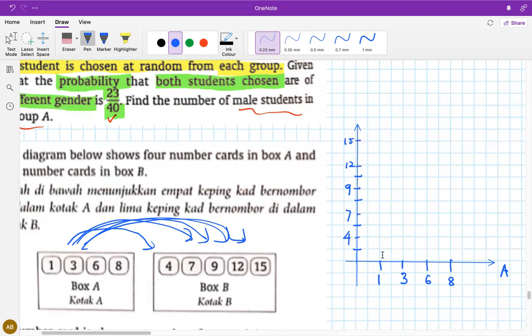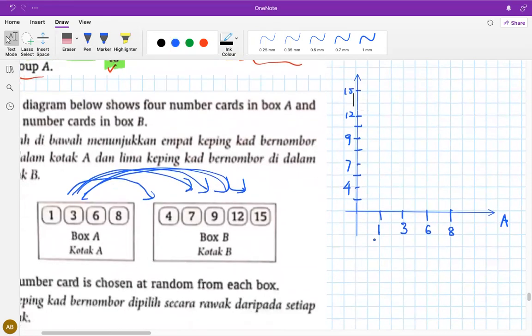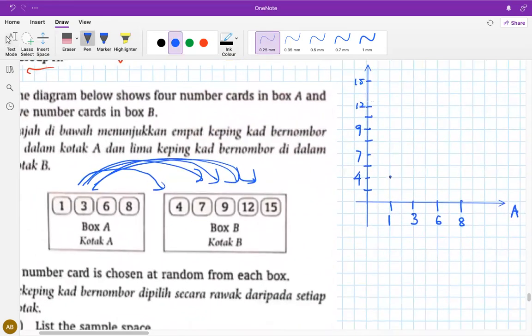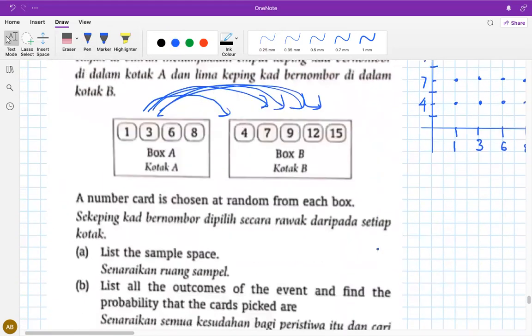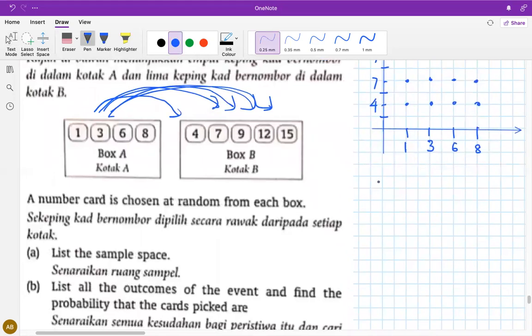So you can see here the combination will be 1,4; 1,7; 1,9; 1,12; 1,15. Then 3,4; 3,7; 3,9; 3,12; 3,15. 6,4; 6,7; 6,9; 6,12; 6,15. And 8,4; 8,7; 8,9; 8,12; 8,15. So when the question asks you to list down, you just list down.